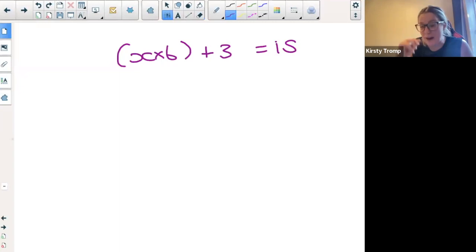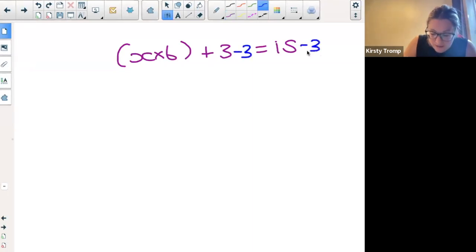I like to have it in brackets so that I know, okay, I'm going to deal with the brackets later. The first thing I want to do, I want to get rid of what's on the outside of the brackets. So to get rid of the outside of the brackets, well, I need to get rid of plus 3, so I must minus 3 and minus 3. So I'm left with x times 6 equals 12.